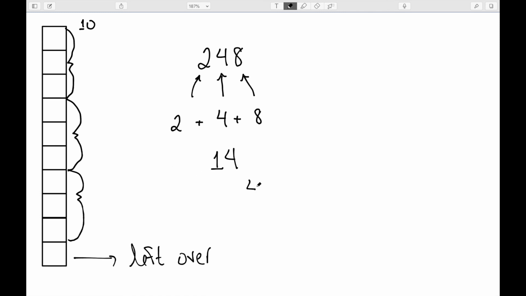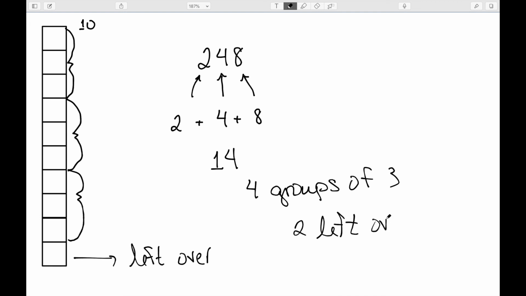We would have 4 groups of 3 and 2 left over, which would not work. So this is the idea, is we are breaking these up into pieces, and the digit actually tells us how many extra blocks we would have once we've broken those blocks up into groups of 3.